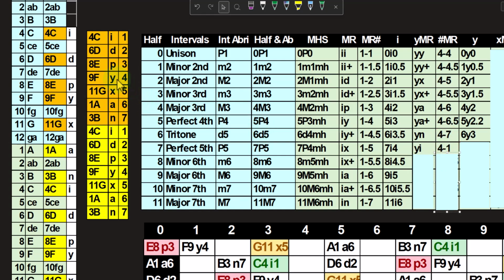So if I'm on the Y, we're going from the Y up to this I, Y down, because we're always going clockwise. So that's going to be a Y. We'll go counterclockwise later, but right now we're going clockwise. Yi modal range would be a 4-1 modal range. And what's the distance between a Y and an I?